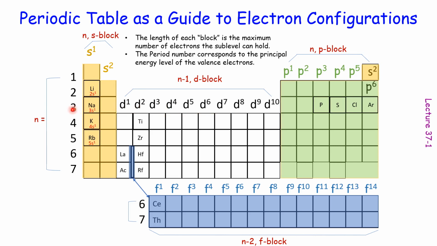And now if we concentrate on period 3: sodium, 3s1; magnesium, 3s2; and here that should be aluminum, 3s2 3p1.